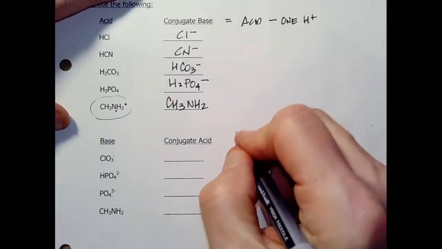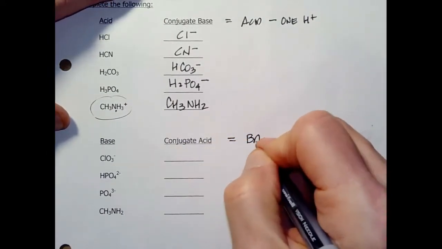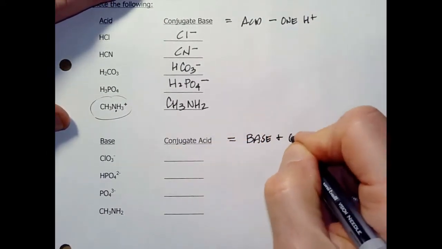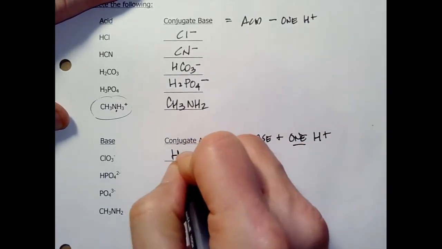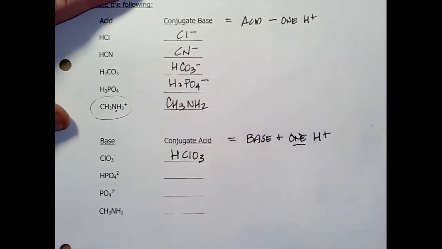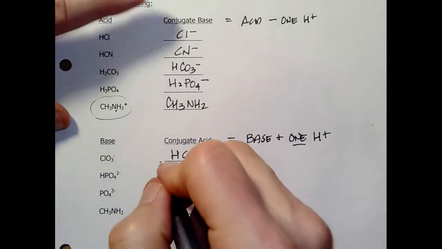Conjugate acid is a base plus 1 H plus, HClO3. Finish those up, then restart the video. You did it, right?